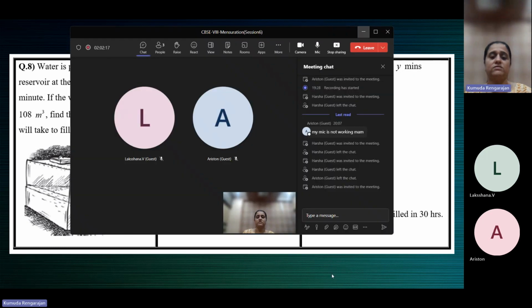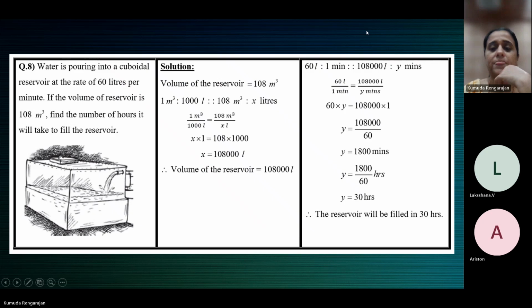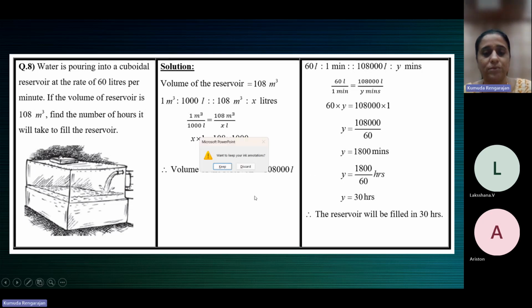Yes, Ariston and Lakshana. Any questions? You want me to repeat this answer or any part you have a doubt? Both of you? No, ma'am. All clear, ma'am. Okay. All right, children. Just open some of the material, just a minute.